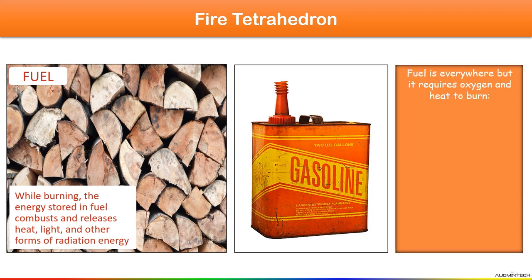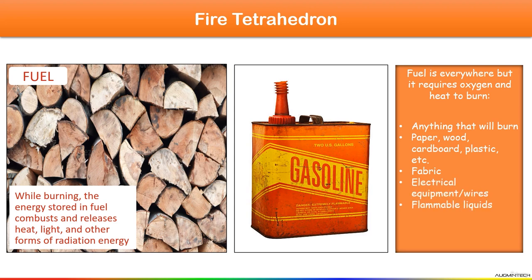Fuel is everywhere, but it requires oxygen and heat to burn. Anything that will burn, either wood or plastic or any solid combustible material or any electrical equipment or wires, acts as a fuel. For example, paper, wood, cardboard, plastic, etc. Then we have fabric, electrical equipment or wires, flammable liquids, cleaning materials, gases and fumes.